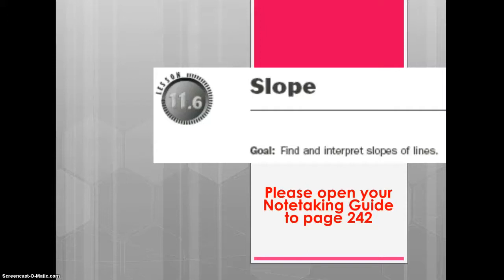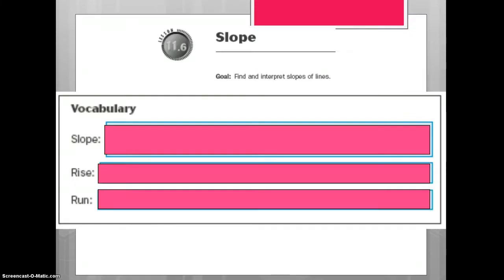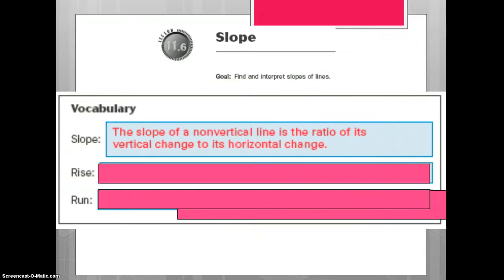Lesson 11.6, slope. The slope of a non-vertical line is the ratio of its vertical change to its horizontal change.